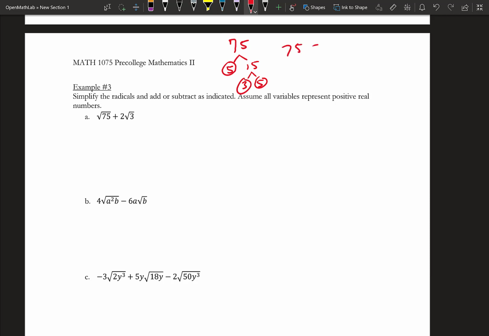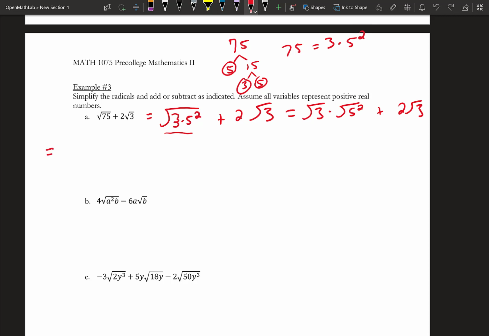So in other words, 75 is equal to 3 times 5 squared, right? That's the prime factorization. So when I rewrite this, I could rewrite 75 as 3 times 5 squared, and then plus 2 radical 3, right? So then now what I can do is apply the multiplication property of radicals that we learned last section and split this apart, right? So this would be the same thing as radical 3 times square root of 5 squared plus 2 radical 3, which equals, so the radical of 5 squared is just 5, right? So this would be 5 times radical 3, right, that first part, plus 2 radical 3.